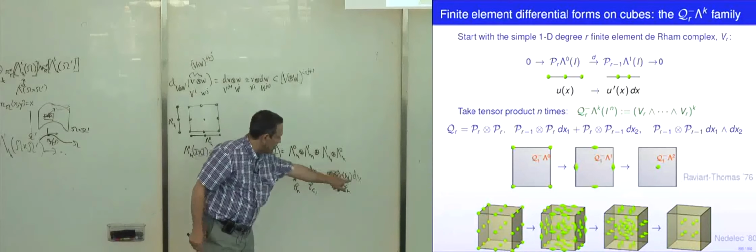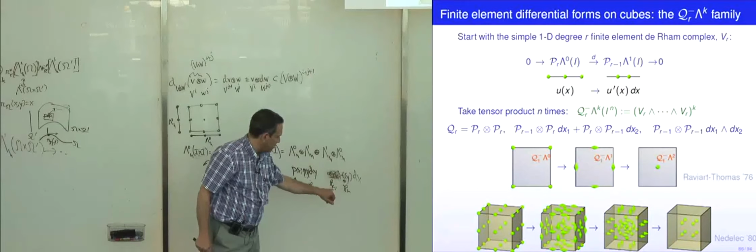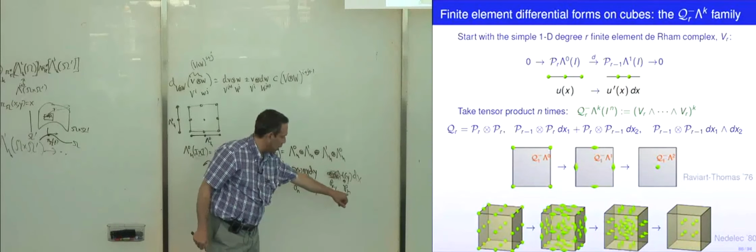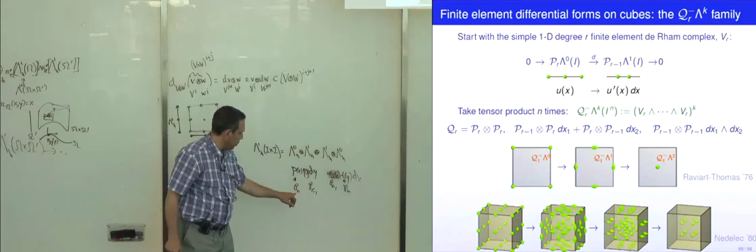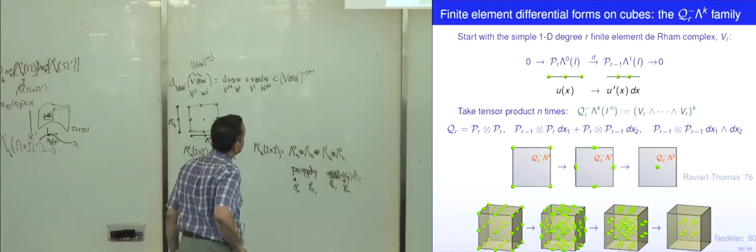That says that the first component, if we do a vector proxy, so we have a dx, the first component is degree r minus 1 in x, but degree r in y, and the second component is degree r in x, but degree r minus 1 in y. So it's all sort of captured in this picture.